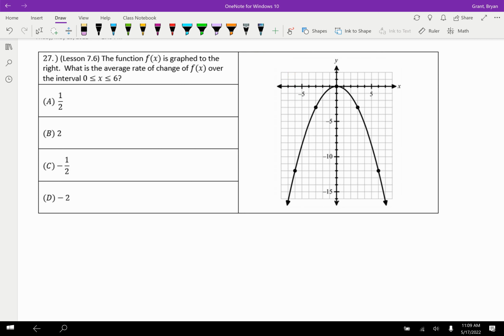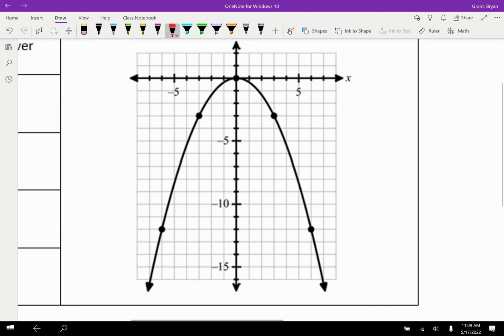So a few things to break down here. First, what is the average rate of change? Well, at least until calculus, we don't discuss the rate of change or the slope or the steepness of our parabolas at specific points, because the steepness changes everywhere, right? If you look at this steepness right here and compare it to this steepness up here, clearly this is more steep than this one, right?